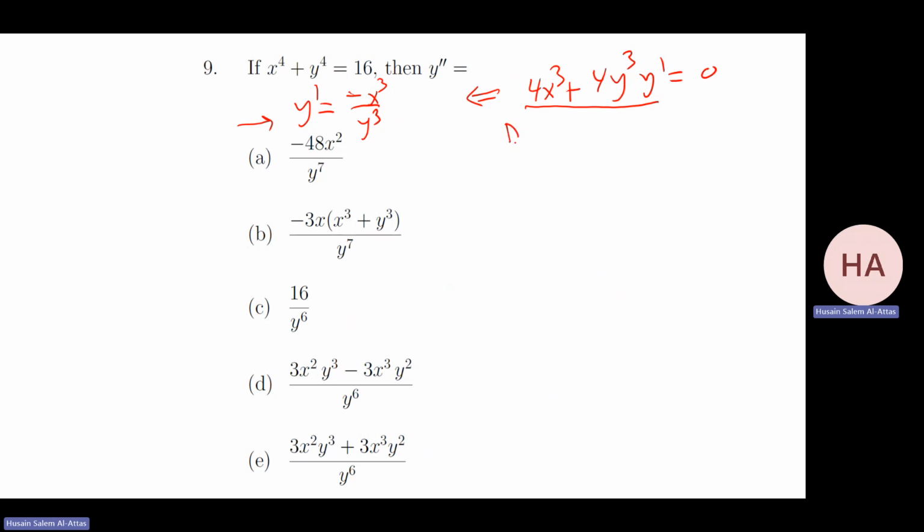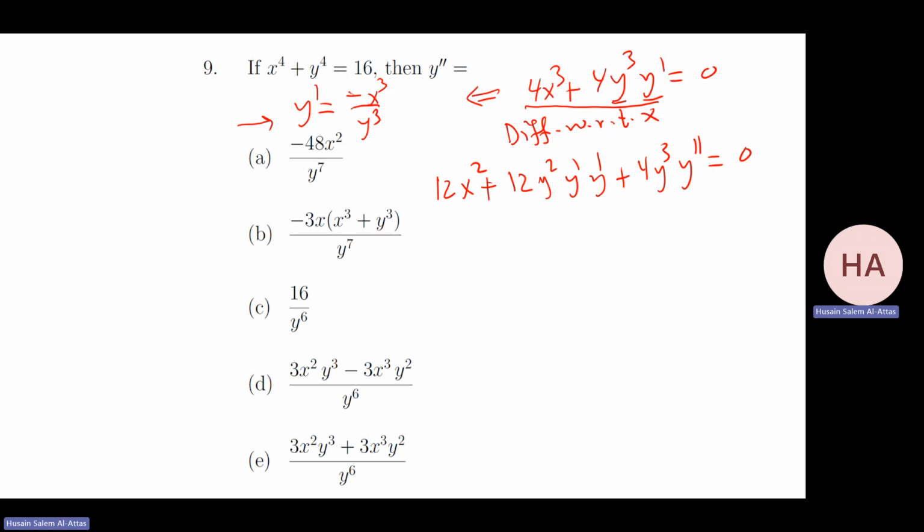Now differentiate with respect to x again. Let me see what will happen. I have 12x squared, okay, plus 12, product of two functions now here. I have 12 y squared y prime times y prime plus 4 y cubed y double prime equals 0.